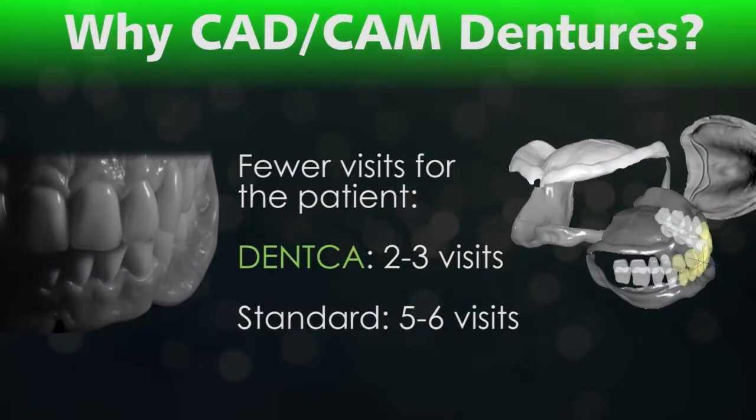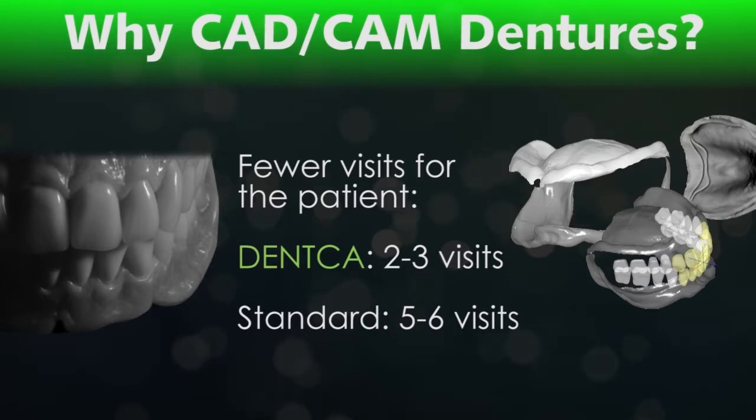So why would you choose CAD-CAM dentures when you've been choosing traditional process dentures for so long? The first reason is fewer visits for the patient. With my standard denture protocol, I'll have the patient come in for initial alginate. They'll come back for final impressions with custom trays. Then they'll come back for interocclusal records where I use a wax rim, face bow, centric relation, and vertical dimension. Then they come back for a wax tooth try-in, and at that point, they'll come in for their final denture.